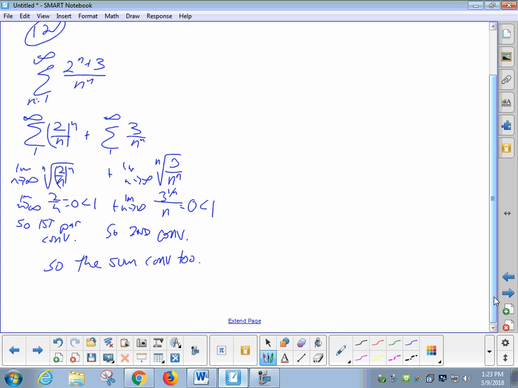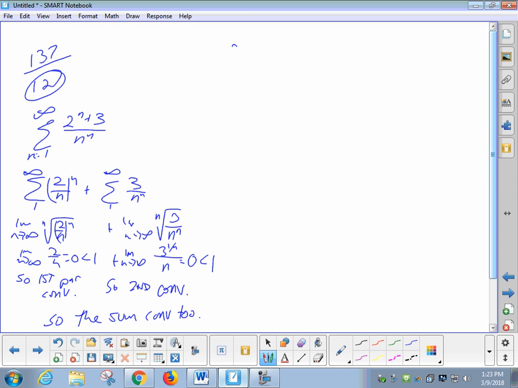Okay, that's a theorem we talked about. Converging plus converging is converging. How about number 20? Euler's method 2.2. The answer says compare with the logic.